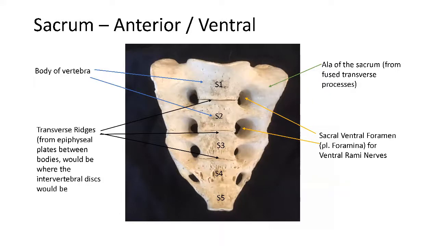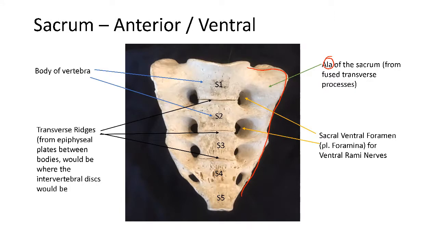The sacrum. The sacrum, I said, was 5 fused bodies. I've numbered here the S1 through the S5 bodies. The key here is the ala. The word means wing. These are the transverse processes all fused together to make this portion of the bone.